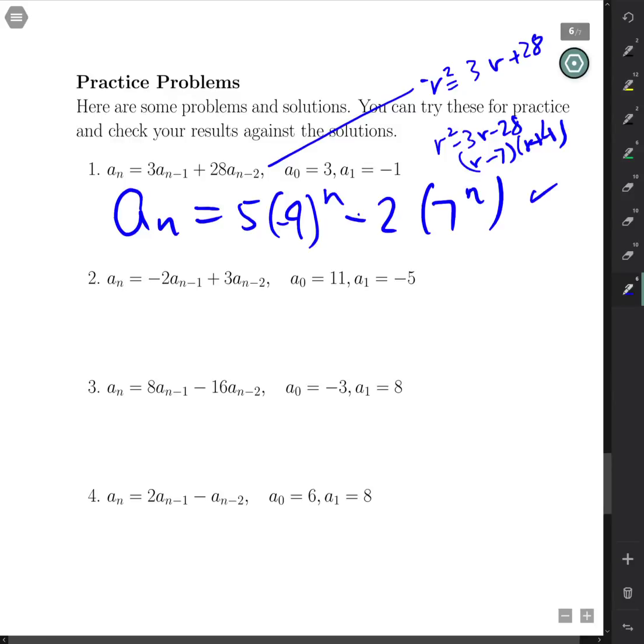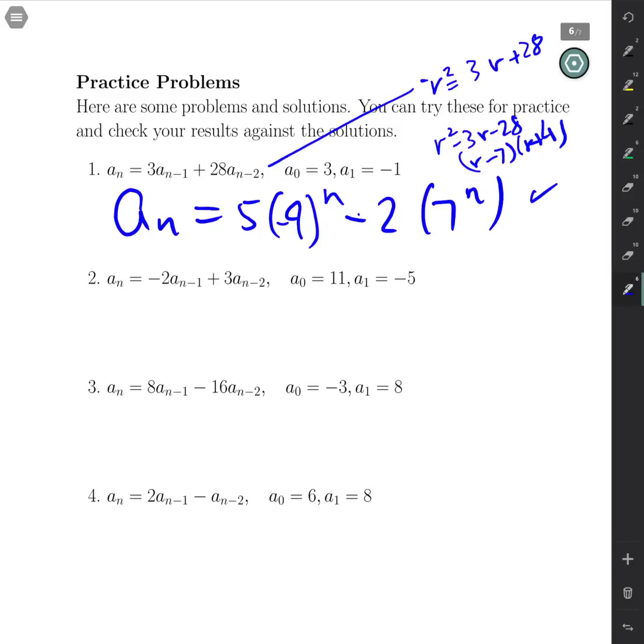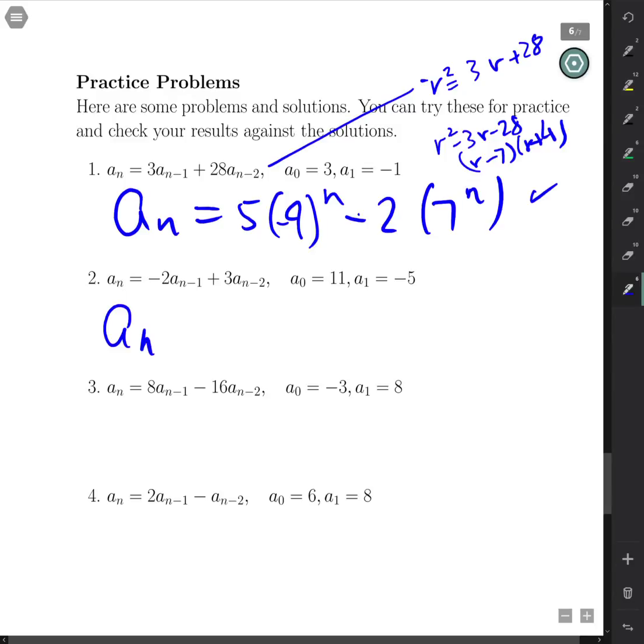You can get the answer, but I don't have it written down on my paper correctly here. Okay, this one right here, hopefully I have this one right. This one right here would be a_n is equal to 4 times -3 to the n plus 7. And you might wonder where the 7 comes from.